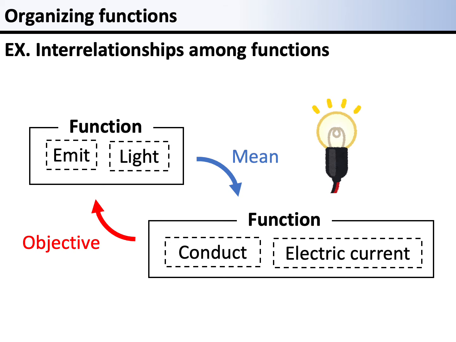In other words, there is a relationship of means and objective between the functions of emit light and conduct electric current. So, in the phase of organizing functions, we systematize the functions defined so far with respect to the relationship of means and objectives.